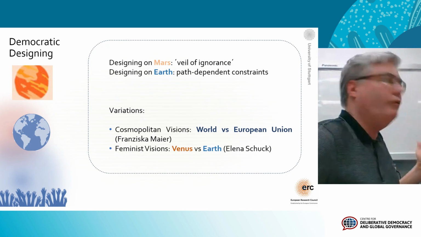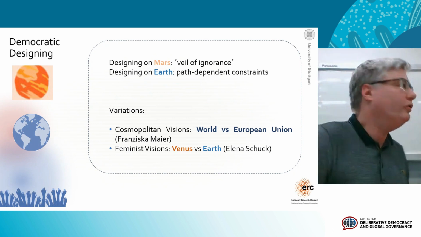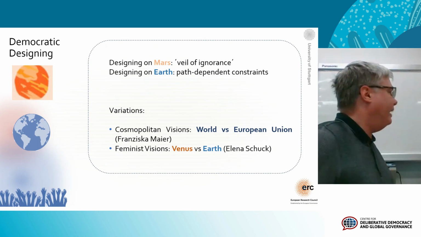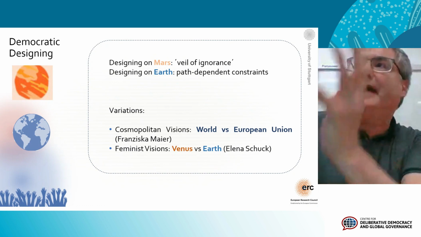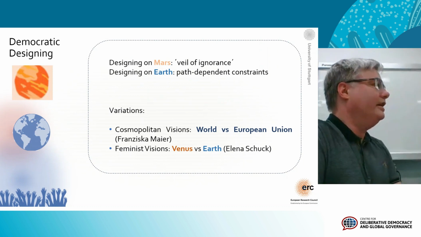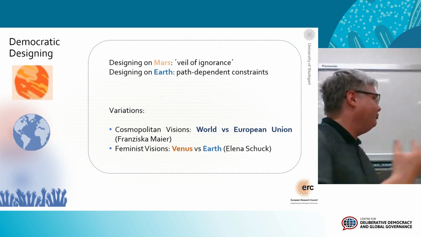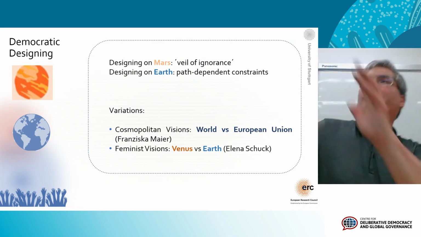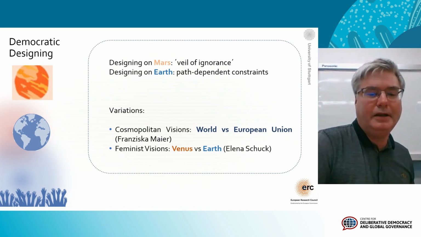And how would you do it on the world stage? We might have a piggyback project by Elena Schuck, which we hope gets funded. She said maybe there are also feminist visions of how democracy should be designed. That's exactly her idea: maybe we could look at Venus versus Earth. Venus, where in some way women are equal, and how would we design it? How would men react if you would really live in a very different Venus environment? So the whole idea can be enlarged.